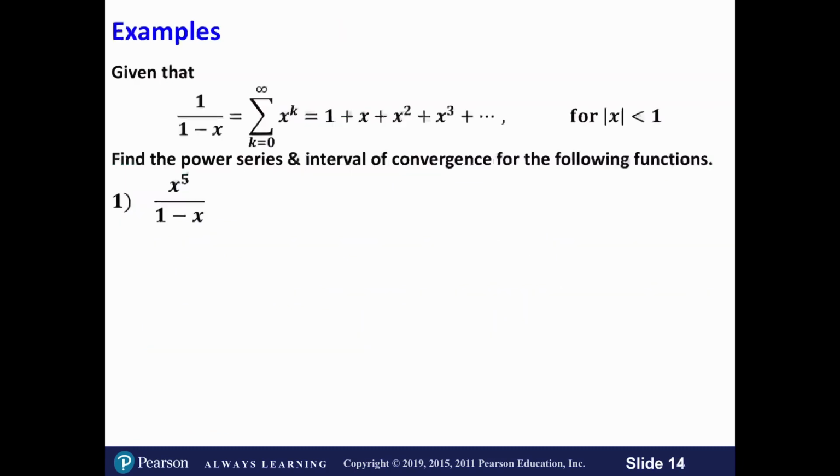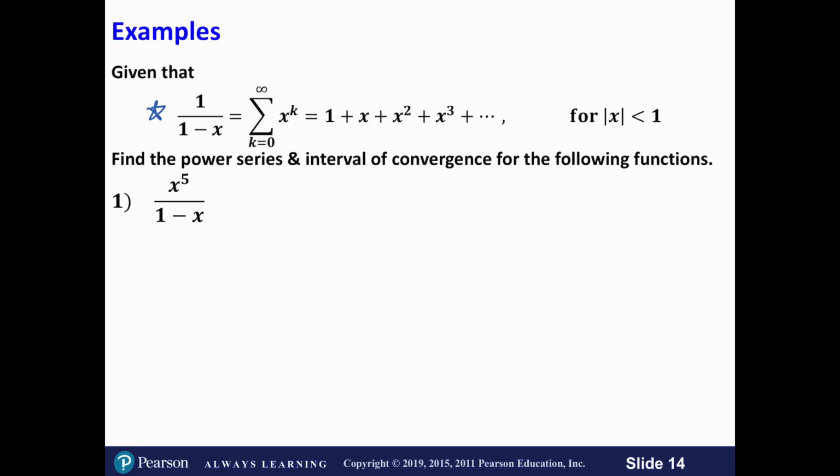Suppose that we are just given the fact that 1 over 1 minus x is equal to the sum from k equals 0 to infinity of x^k. In fact, we showed this earlier, right? We know this fact. We are now going to find the power series and the interval of convergence for the following functions.